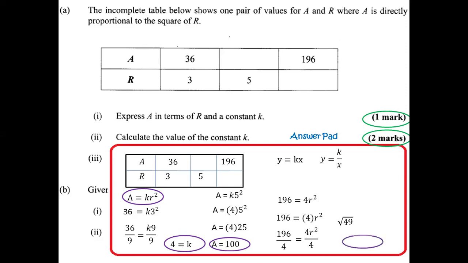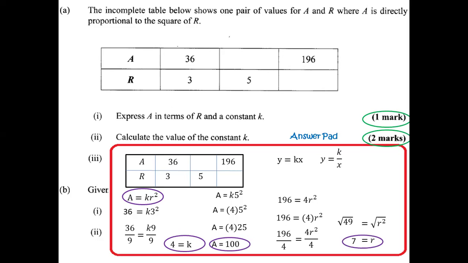So we're going to have 49 is equal to R squared. And then when we square root both sides, R squared when square root is applied will give us just R. And then the root of 49 is 7.